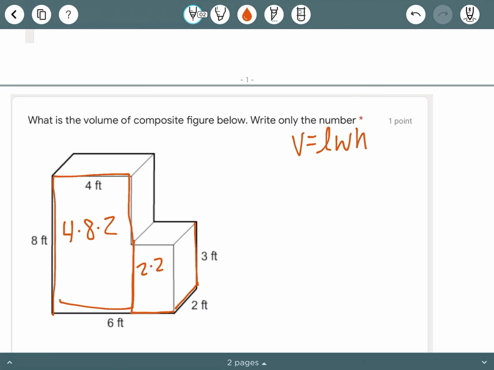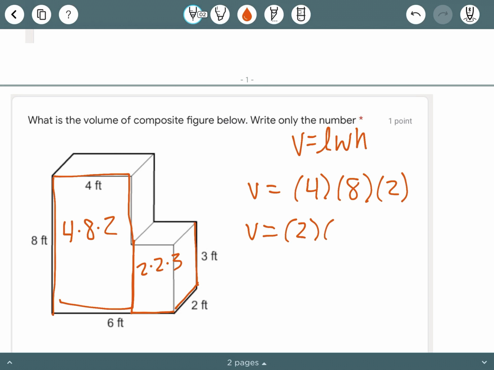So what we want to do is find the volume of each one. So for the larger one, we'll do volume equals 4 times 8 times 2, and that is going to give us the volume of the larger one. Now the smaller one, we want to do 2 times 2 times 3.